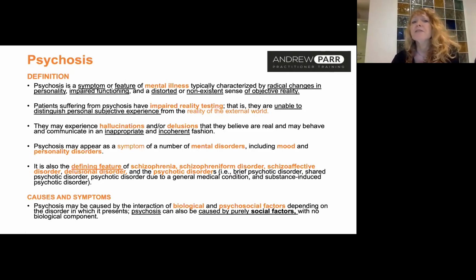When we think about psychosis, it's a feature of mental illness. Now, a lot of the things we deal with will sometimes be a feature of mental illness, but this can be a little bit more serious. It can be characterized by much more radical things such as personality changes, not being able to function in the workplace, in family life, and so on, and sometimes having a very distorted sense of what reality is.